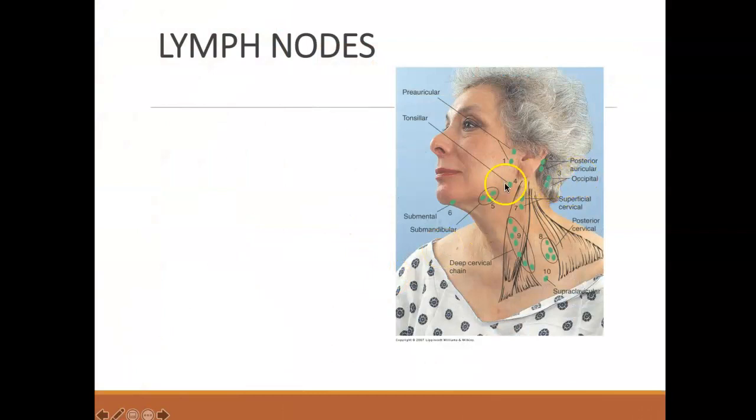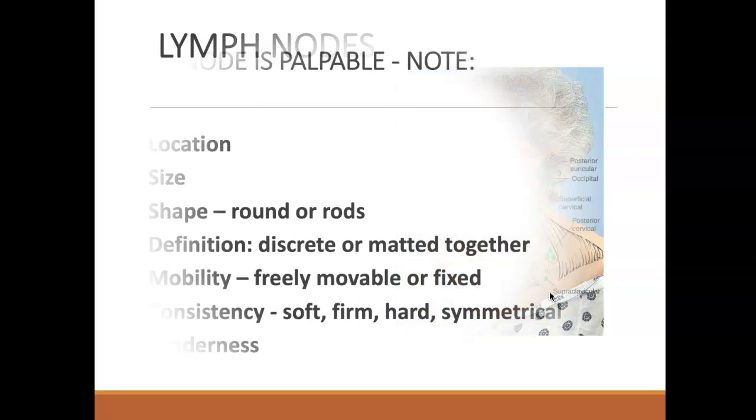Here's a pictorial of kind of where they're located. Here's your pre-auricular, post-auricular, occipital, submandibular, and this is your submental. Here you have your cervical chain down through here, and then you're going to have your supraclavicular and your infraclavicular down below.